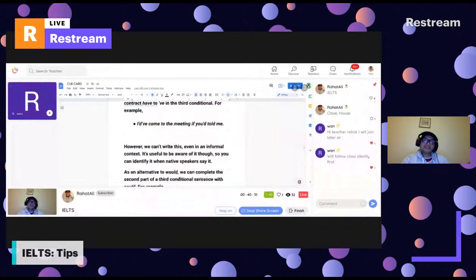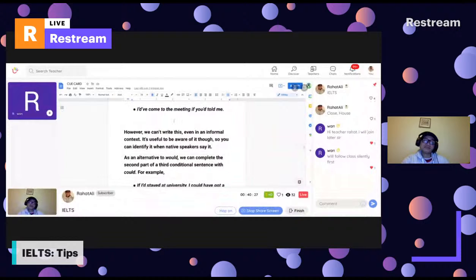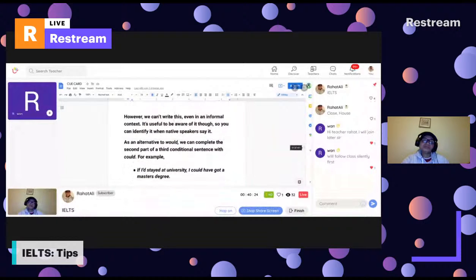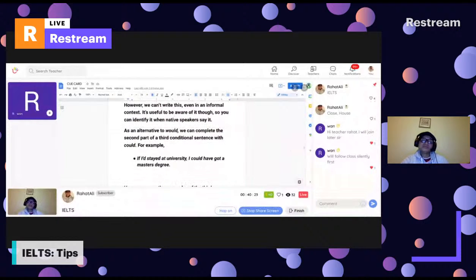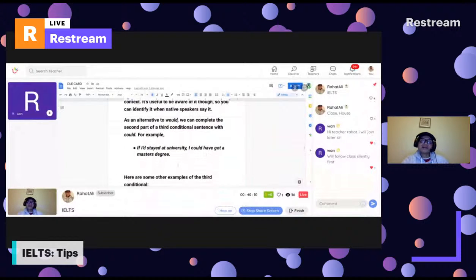However, we can write this even in an informal context. It is useful to be aware of it, though, so you can identify it when native speakers say it. As an alternative to would, we can complete the second part of the third conditional sentence with could. If I'd stayed at university, I could have got a master's degree.